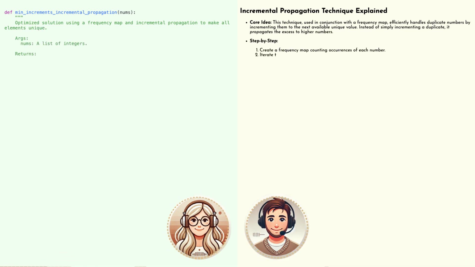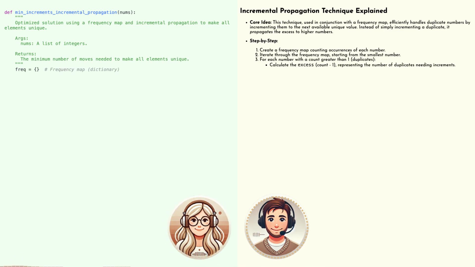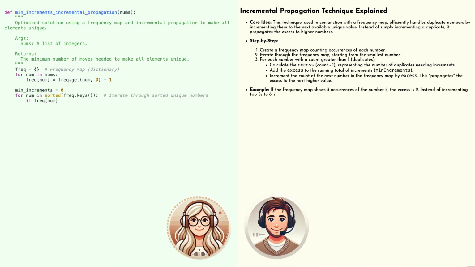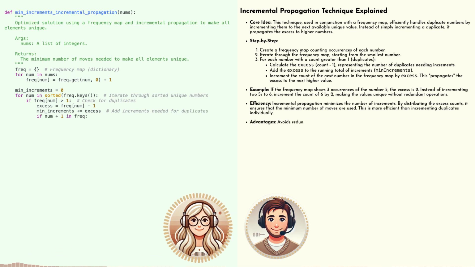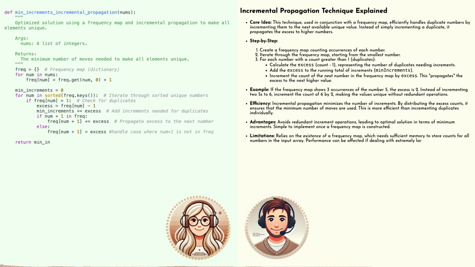That's where things get really interesting. We're going to use a technique called incremental propagation. Basically, we're going to go through our frequency map, starting with the smallest number. Let's say that's 1 in our example. Okay, so we find 1 in our frequency map, and then what? If that number 1 appears more than once, meaning we've got duplicates, we need to calculate the excess. That's how many extra ones we have beyond that single one we need to keep it unique.